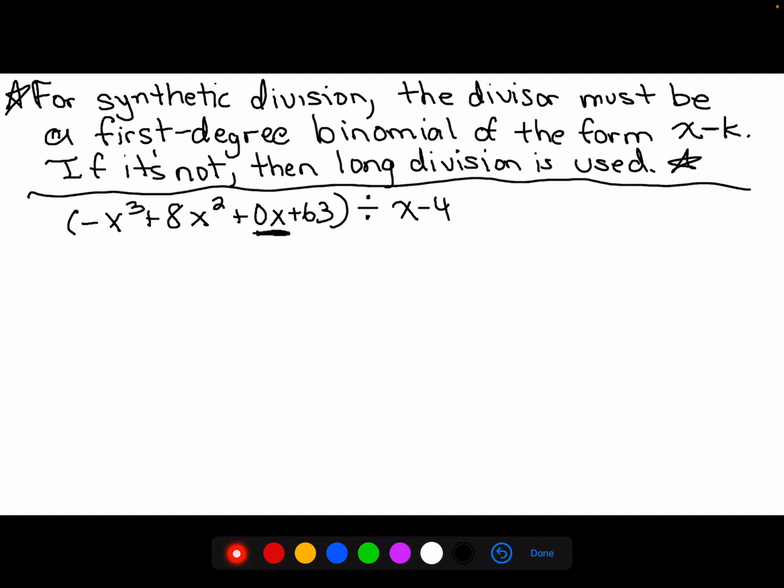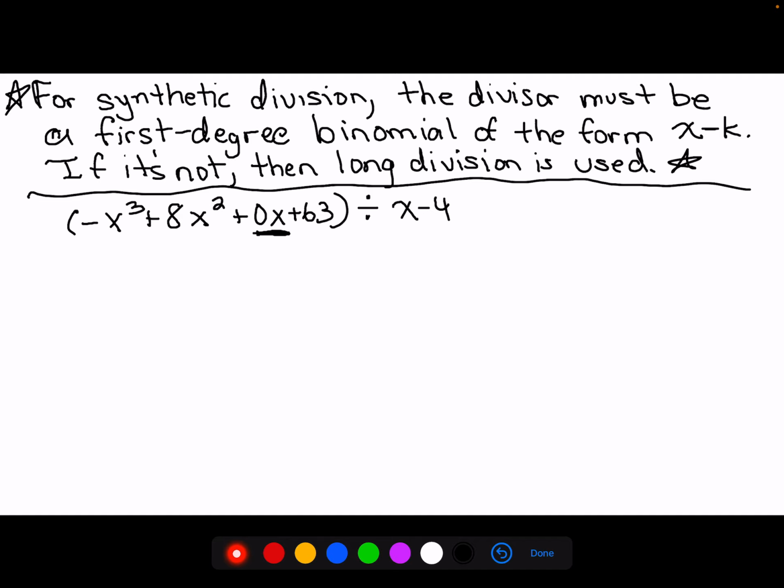But it's important to make sure that all of your terms count down and don't skip any numbers in those degrees. So like degree of 3, degree of 2, it skipped degree 1, so we've got to put a 0x in there to have that degree 1 represented. And then the 63 is a degree 0.